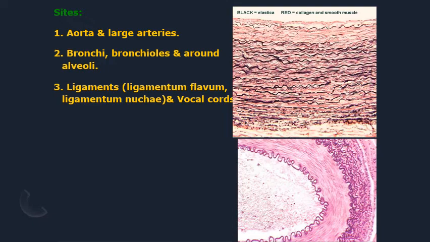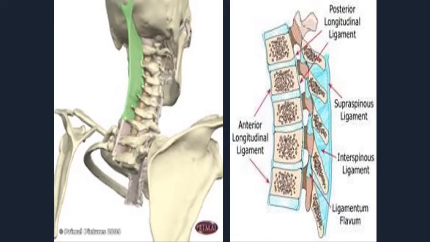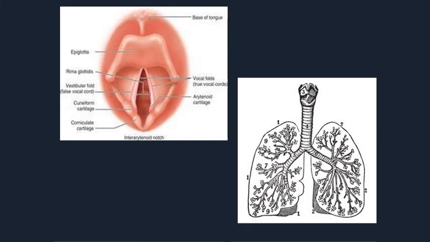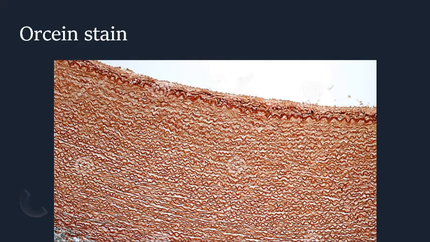Ligaments such as ligamentum flavum, ligamentum nuchae, and vocal cords. Here is the ligamentum nuchae, and here is the ligamentum flavum. Here are the vocal cords, and here are the bronchus, bronchioles, and alveoli. This is aorta. The main component is the elastic fibers, and this is stained with orcein, appears brown in color.